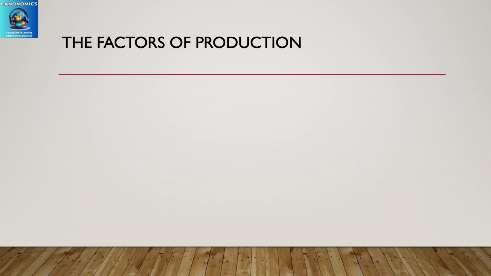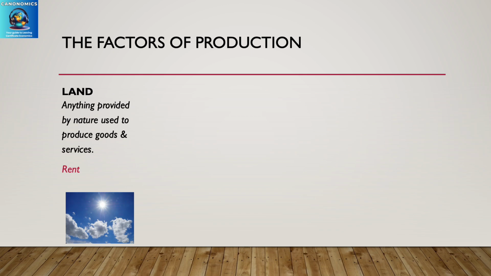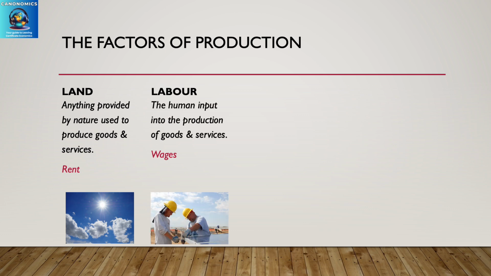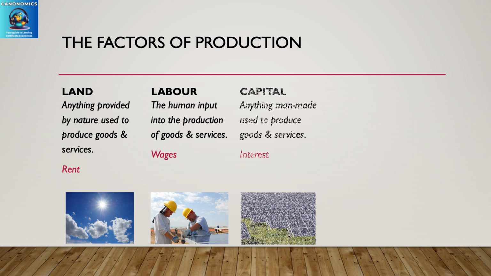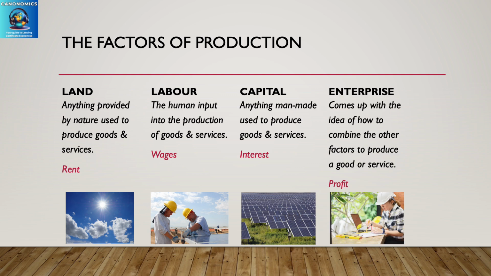Going back to resources, we divide them into four groups with the four factors of production. Land, anything provided by nature that's used to produce goods and services, and its reward is rent. Labour, the human input into the production of goods and services. Its reward is wages. Capital, anything man-made used to produce goods and services, and its reward is interest. And finally, enterprise. Enterprise comes up with the idea of how to combine the other factors of production to produce a good or a service, and its reward is profit or possibly loss.